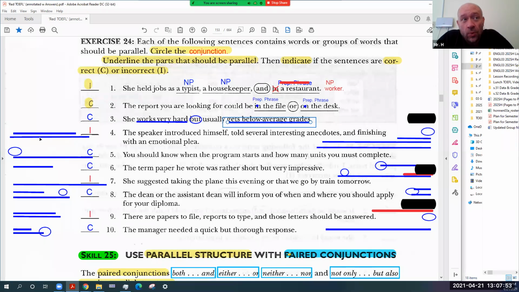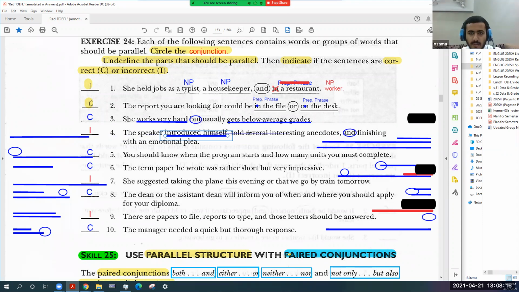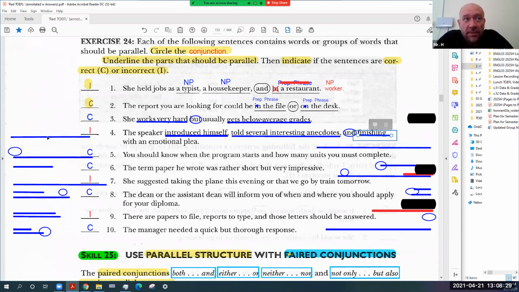Let's try number 4. Where should I put the circle in this? And then structure. First structure: the speaker introduced himself. Next: told several interesting anecdotes. And then the next one: finishing with an emotional play. Is there a problem here?